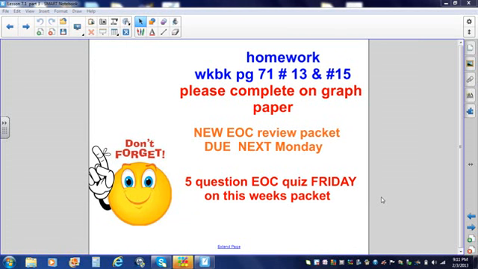Homework tonight will be workbook page 71, problems 13 and 15. Please complete problems 13 and 15 on a piece of graph paper. If you use graph paper, I have some on the podium. Your new EOC review packet will be due next Monday, and you have a 5-question EOC quiz this Friday on this week's packet.